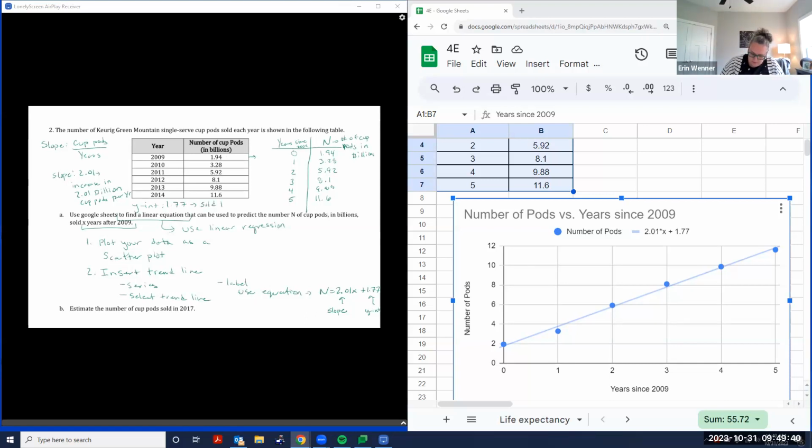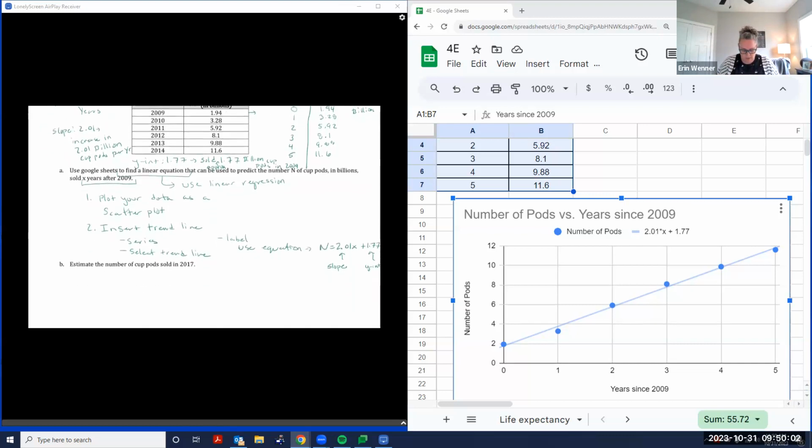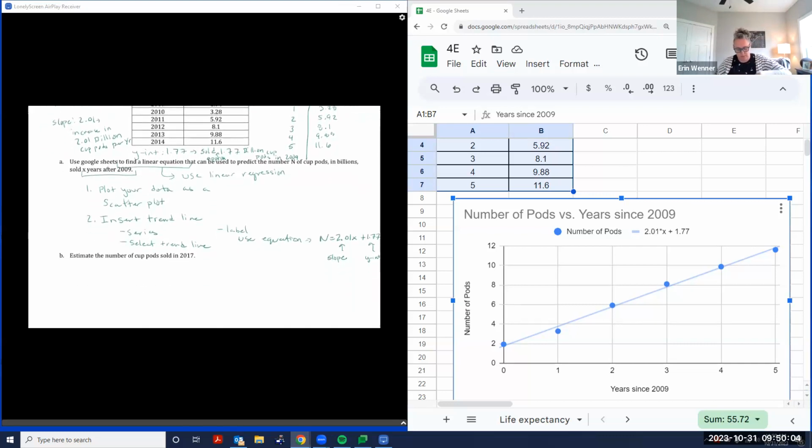So we sold 1.7 billion cup pods in 2009. And right, you could say approximately. I know I'm fitting in a whole bunch of words here. But again, approximately, that's what we had. So I want you to try part B. It says estimate the number of cup pods sold in 2017.